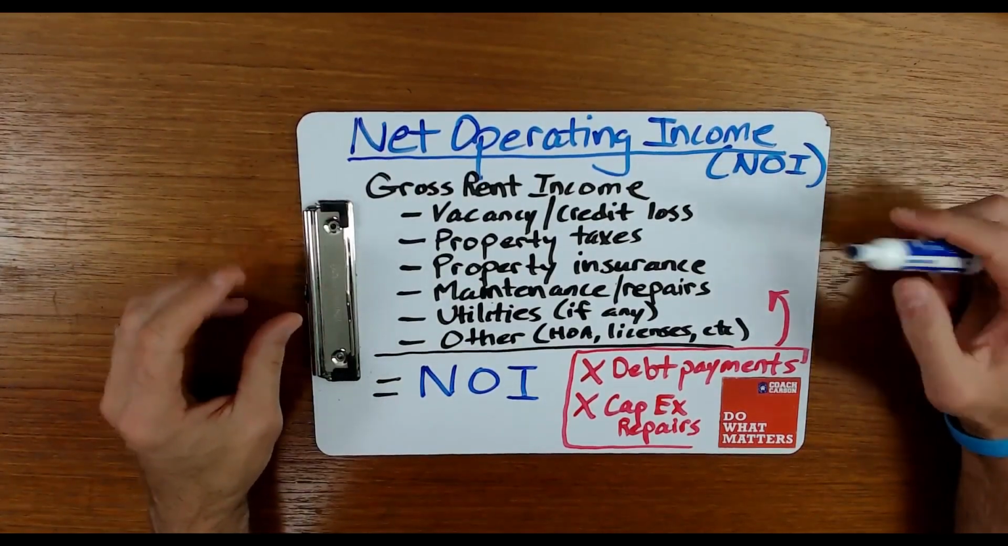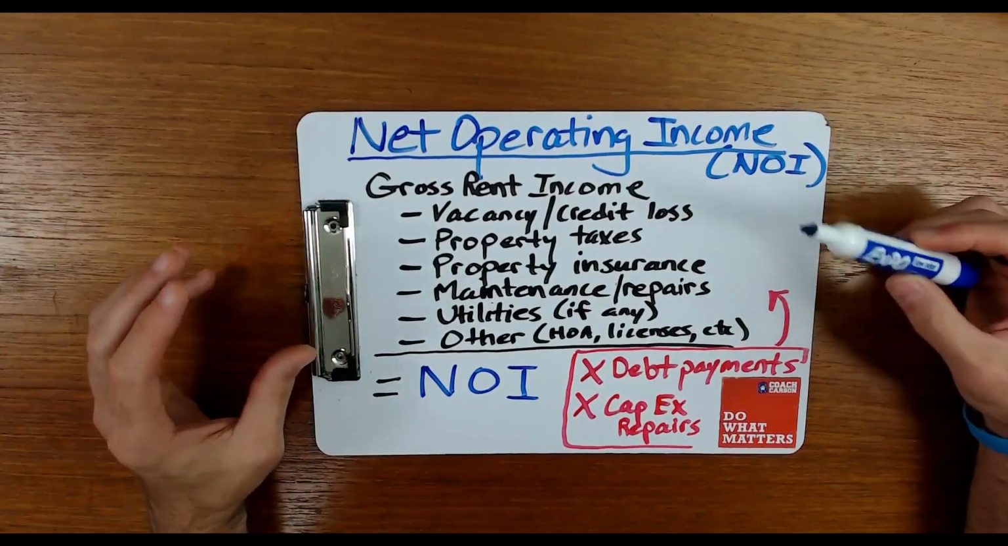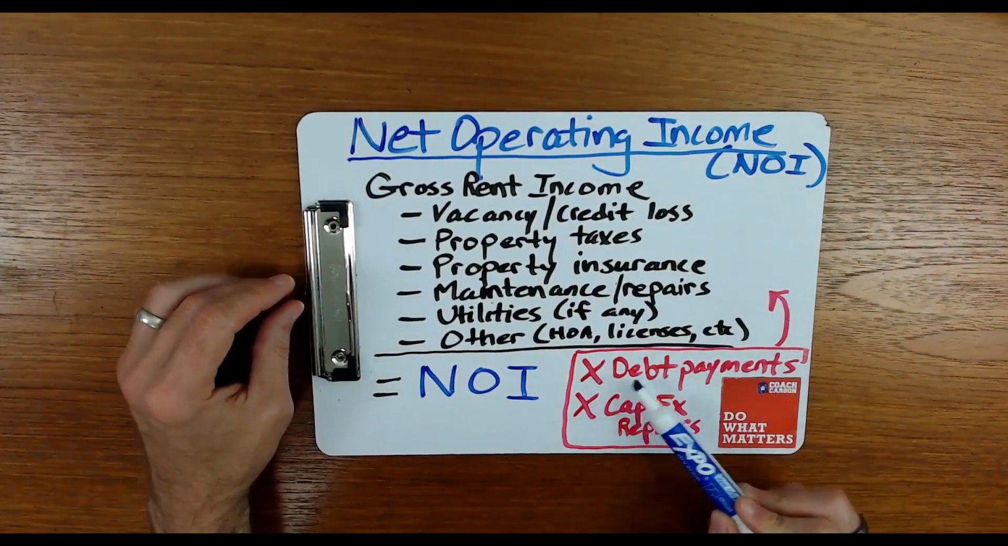They put a different amount down. They have a different interest rate. And so it can complicate the analysis of the value of a property, which ultimately is what cap rates are used for, if you include debt payments. So it does not include debt payments.